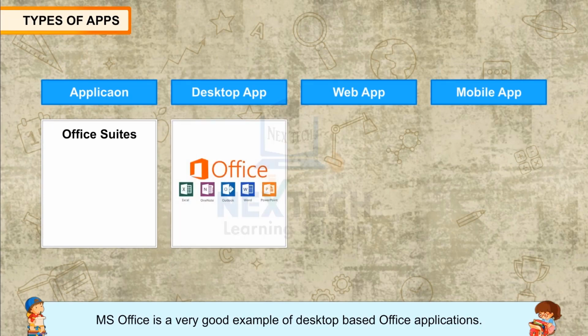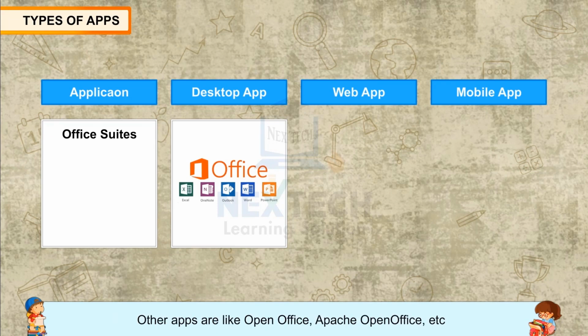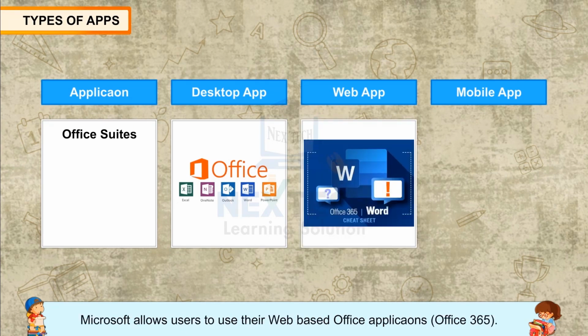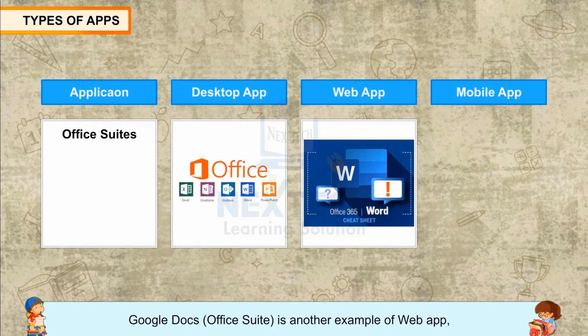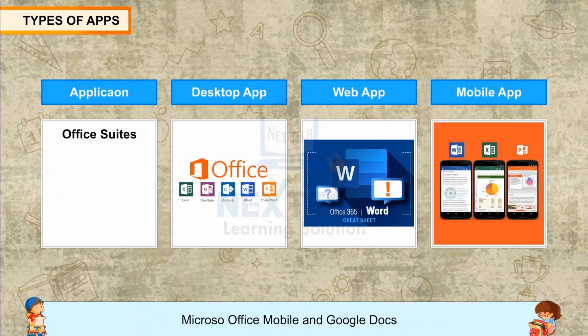Office suites. MS Office is a very good example of desktop-based Office application. This includes word processing, spreadsheet, and presentation apps. Other apps are like OpenOffice, Apache OpenOffice, etc. Microsoft Office allows users to use their web-based applications, Office 365. Google Docs Office Suite is another example of web app which does not have any desktop equivalent. Microsoft Office Mobile and Google Docs allow a user to work on Office applications as apps. Kingsoft and Polaris also have mobile apps for Office use.